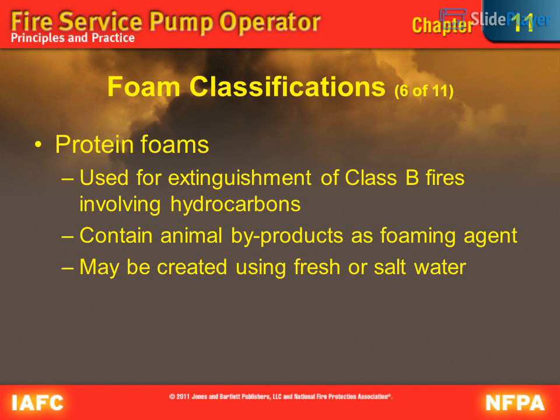Foam classifications, 6 of 11. Protein foams. Used for extinguishment of Class B fires involving hydrocarbons. Contain animal byproducts as foaming agent. May be created using fresh or salt water.